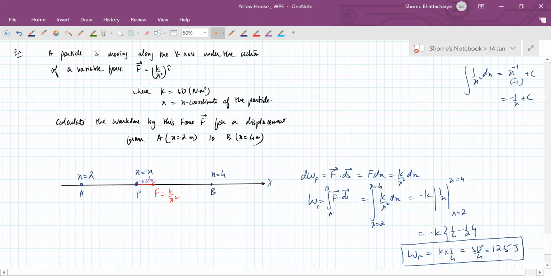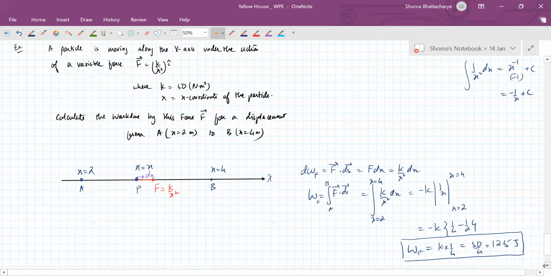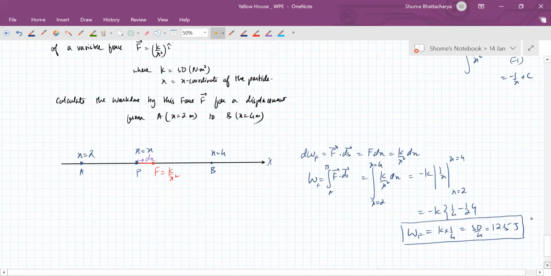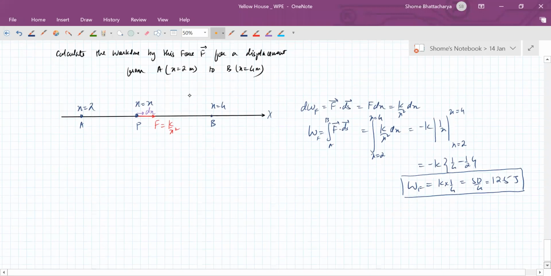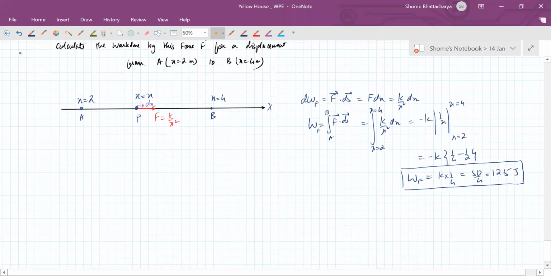Okay, so hope this example is clear to all of you. Okay, now let's look at a slightly different situation in which we'll be applying this work done by variable force concept.